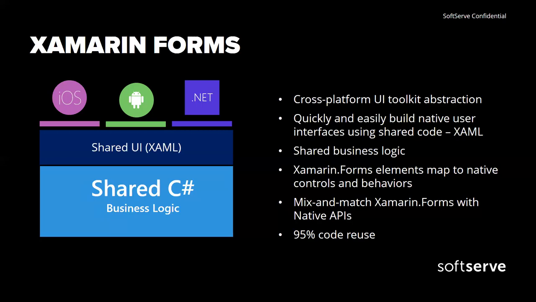So yes, we're building the user interface quite quickly and easily because we build it once in XAML for multiple platforms. It's adding an extra UI layer abstraction, which makes the performance of Xamarin Forms a little bit worse compared to Xamarin Native. In comparison to native, you have a bigger percent of shared business logic because you're sharing not only the business logic and the data layers, but also the UI.